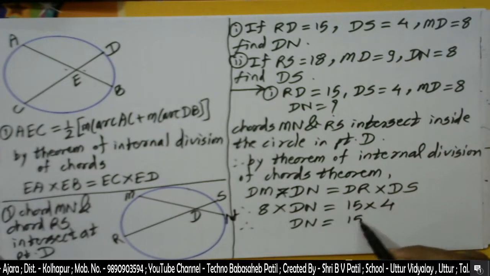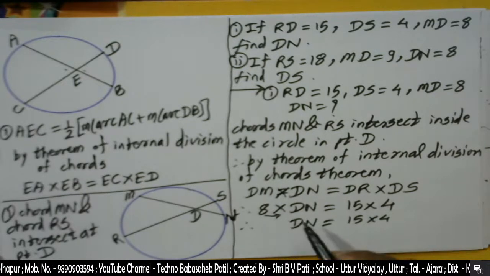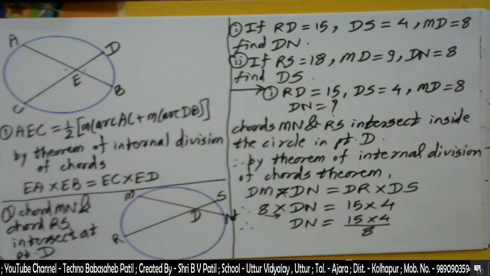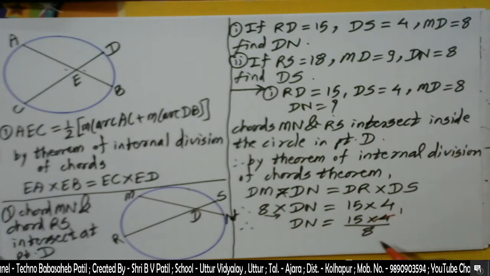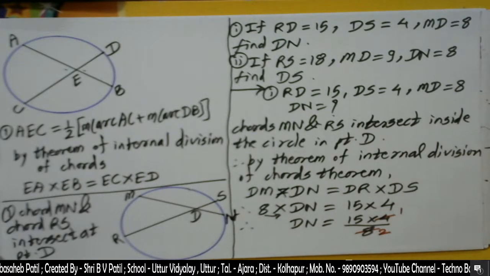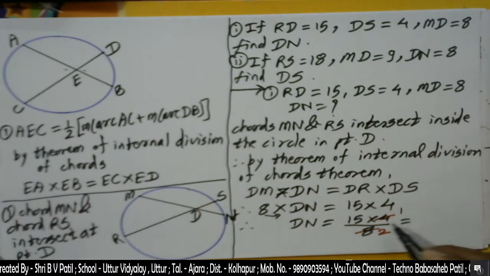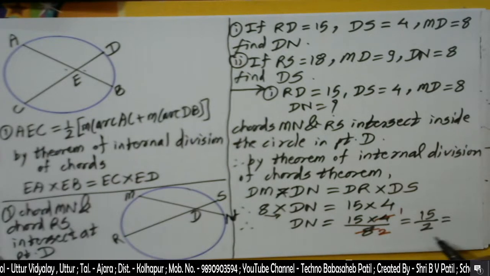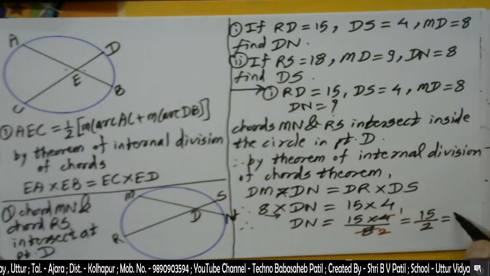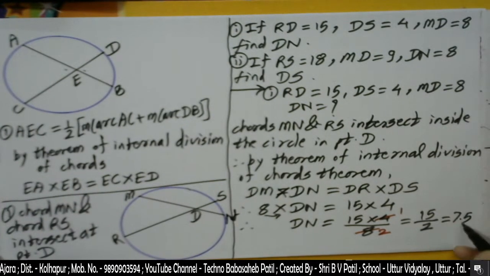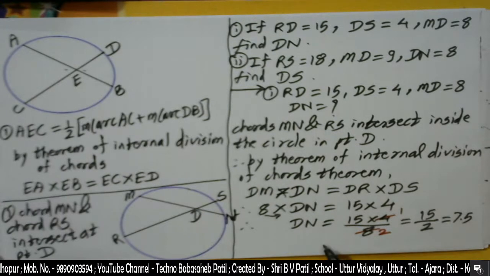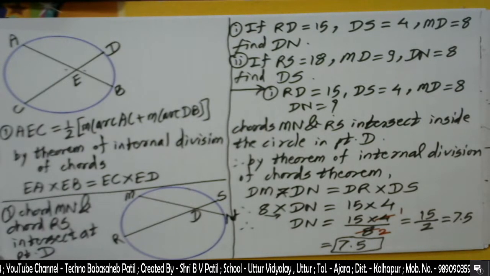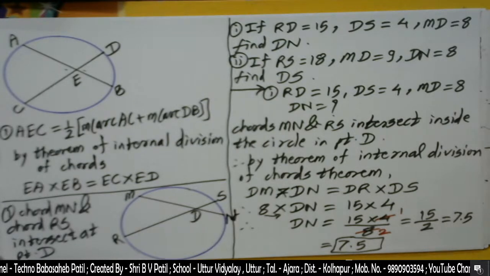DN is equal to 15 into 4, divided by 8. Taking 8 to the RHS, it becomes divide. 4 1s are 4, 4 2s are 8, then 15 into 1 is 15 divided by 2, half of 15 is 7.5, and that is the answer. First answer we get here.